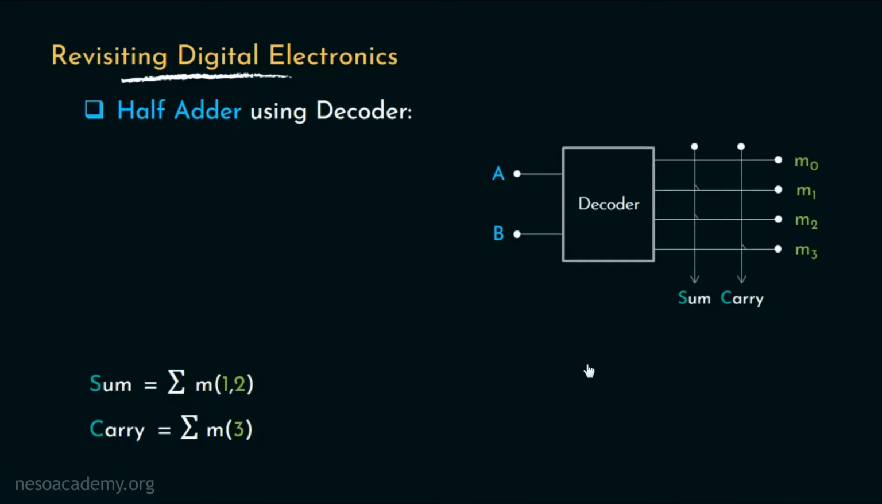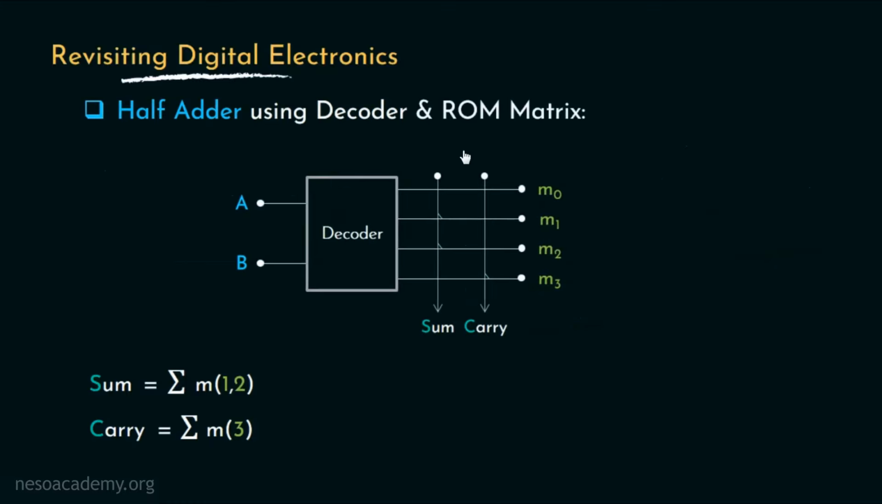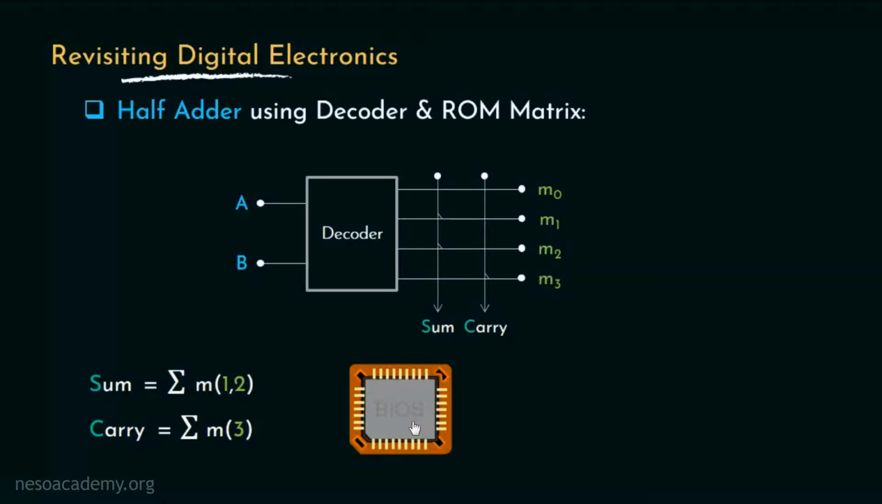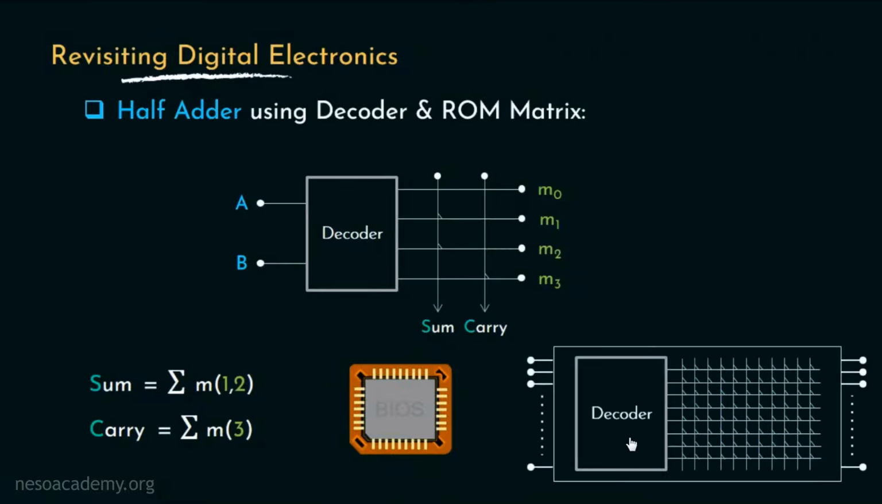Now, this is the half adder using a decoder and ROM matrix. And this is how we program the logic of these two sum and carry functions in this hardware. Now think about the BIOS ROM chip. Of course, in order to store that entire bootstrap program in it, the decoder will have to be one with a higher configuration, and also the ROM matrix will undoubtedly be a very complex one. So this is the basic ideology behind the architecture of ROM.